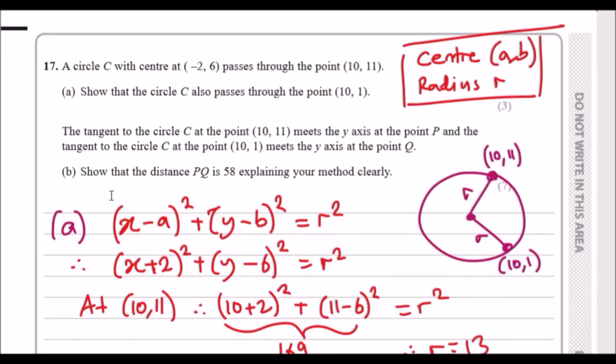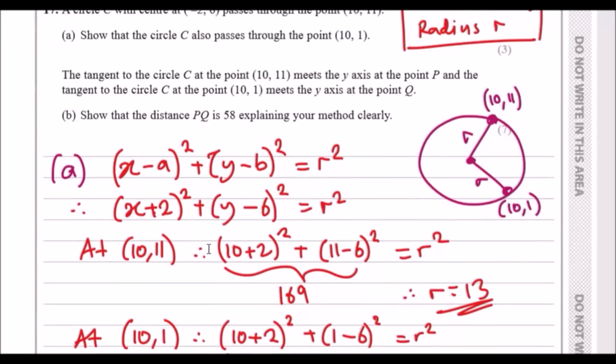So all you have to do is firstly write down your circle equation, which is of course x minus a all squared plus y minus b all squared equals radius squared, with a and b being -2 and 6, so x plus 2 and y minus 6 all squared equals r squared. And now you just test it. You say, okay, so if we plug in firstly the point 10, 11, what happens?